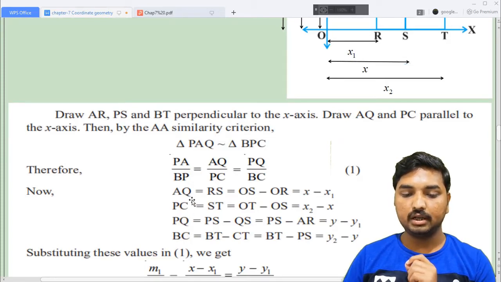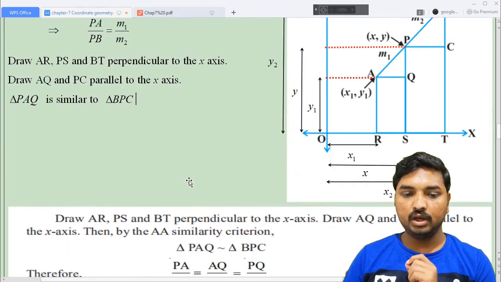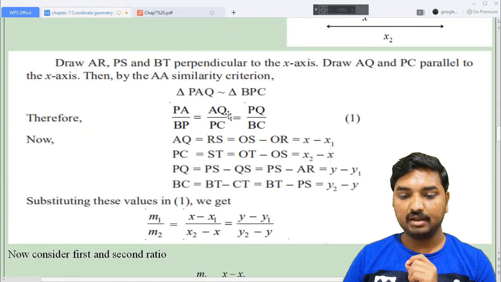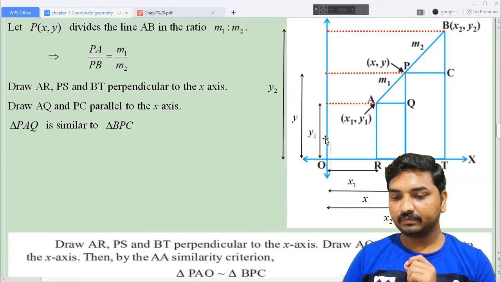Okay, now look at here, because I'm not going to calculate this one, PA by BP, because it is already known to you, it is equal to M1 by M2. So you need to calculate the remaining four things, these two and these two. First AQ. Now look at here, AQ means this length. AQ is similar to that of RS.